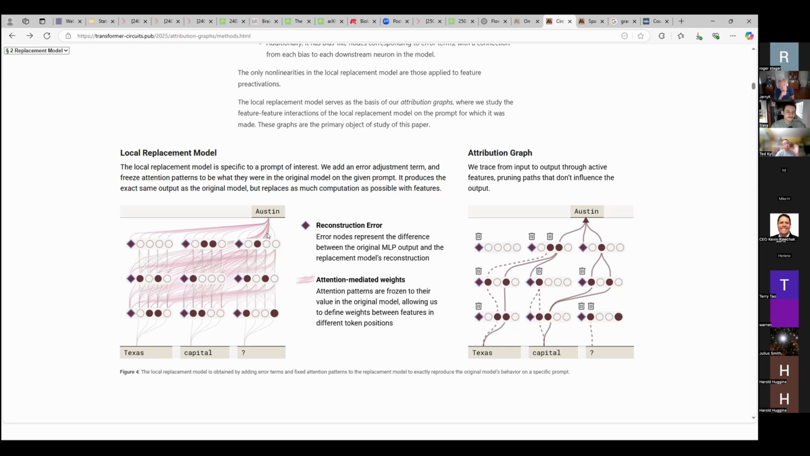And then they prune away all of the values that are close to 0 to try to get a graph that looks like this on the right. So this attribution graph is after they've pruned everything away.